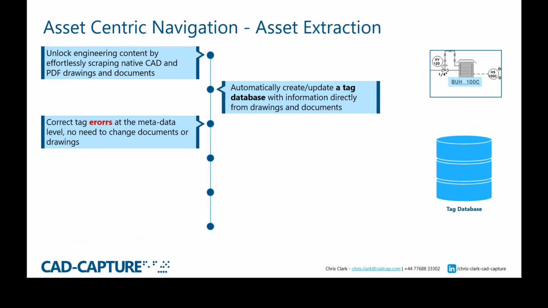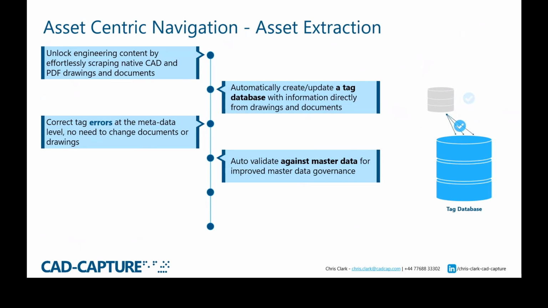As part of this process, we can identify and correct errors at the metadata level without the need to change the drawings in any way. Here you can see the tag BUH100C should have a dash in the drawing. It doesn't, as it's been entered incorrectly. We can correct this at the metadata level and upload the correct value into the database, so you get the benefit of being able to search on both the corrected and the actual value in the drawing, and no alterations to the drawing are needed.